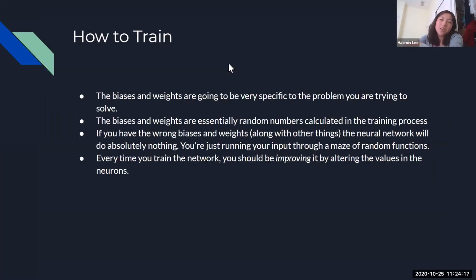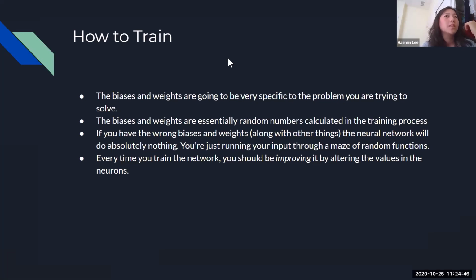And I'm sure one very valid question you guys have been having is that this process just seems so random. In some ways that's true, because you have to tune the biases and the weights so specifically to the problem you're working on. Otherwise, it's just going to produce garbage. It's not going to make sense; you're just going to run random math functions on a number. So how are we going to calculate the biases and the weights?